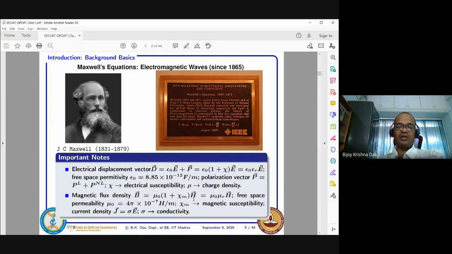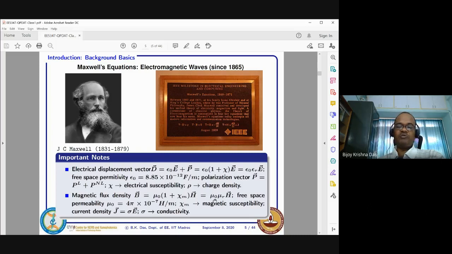As for the dimensions of E and H, I don't need to tell you that the electric field is volt per meter, and the magnetic field is ampere per meter. So one is the potential difference per unit length that measures the electric field, and the magnetic field is the current per unit length, and so on.